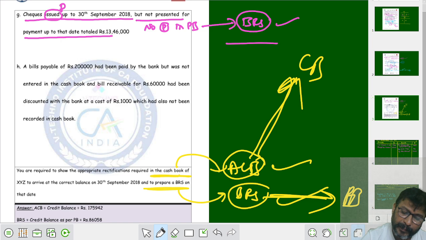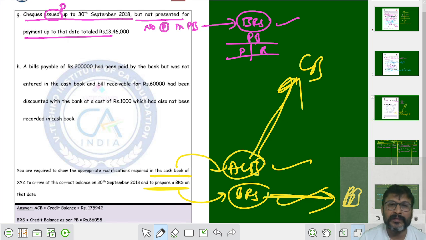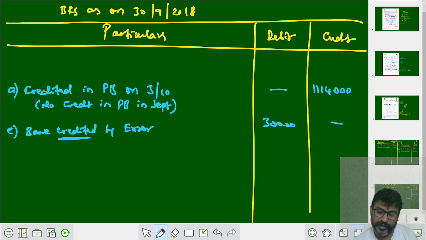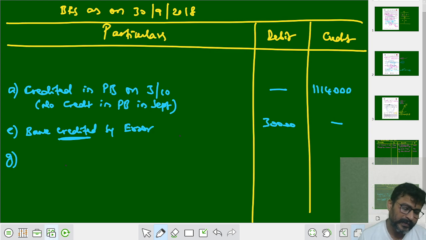See, here passbook. Debit side payment, credit side receipt. No payment in passbook means no debit in passbook. So where I should take? I should take it in debit side only, of BRS. What is the point number it is, my dear kids? Point number G. So let me write the G point. What is that particular point?